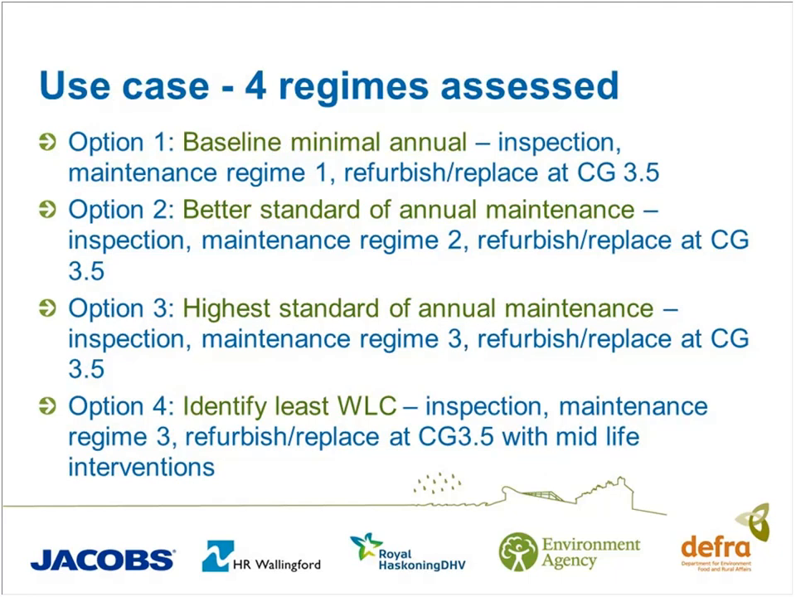So we're going to look at 4 different regimes using the tool. The first 3 regimes are really thinking about different standards of annual maintenance. Option 1 is the lowest standard of annual maintenance. Option 2 is the medium standard of annual maintenance. And option 3 is the highest standard of annual maintenance. Option 4, then, we're going to look at to think about what we think the lowest whole life cost could be for that asset. So there we're going to start thinking about midlife refurbishments and what benefit they might bring.